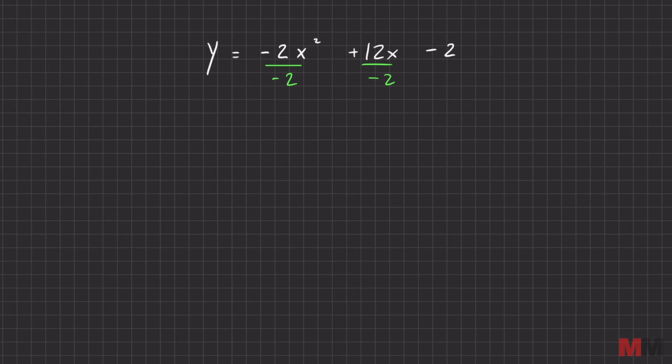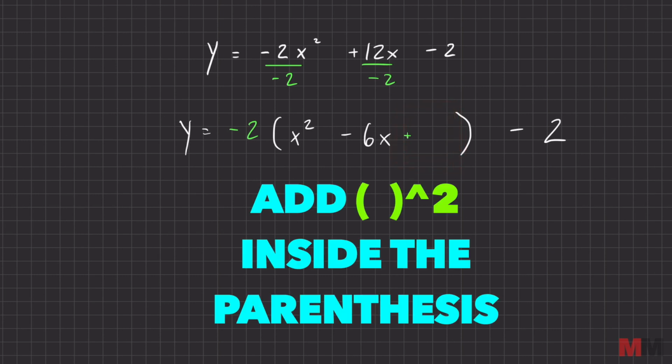So we factored out the -2 on the outside, and we're left with x squared, because these are going to cancel out. 12 over -2 is just going to be -6x. And do not drop this -2 down here. We're going to shove that outside of the parentheses just like that, and we're going to use this empty slot to complete the square. The next step, I'm going to add something in parentheses squared.